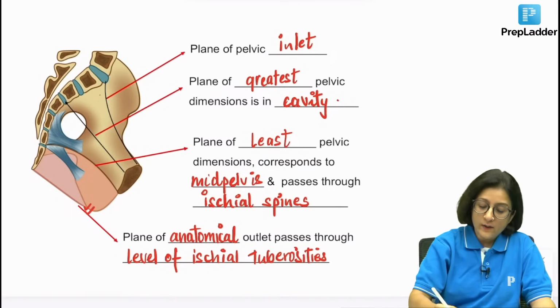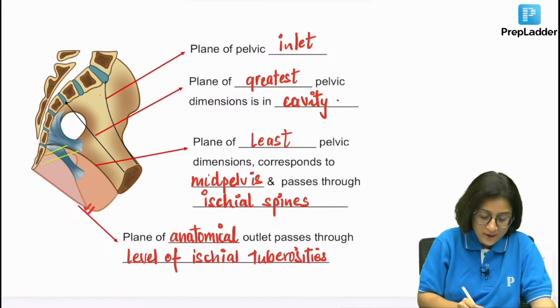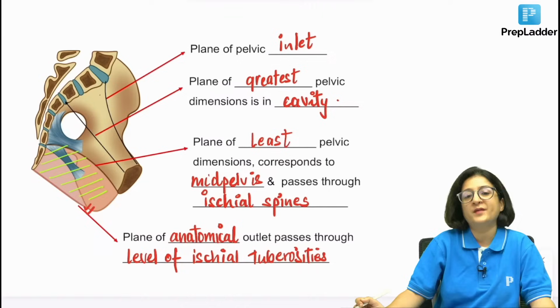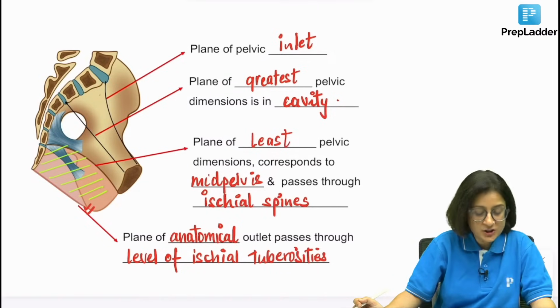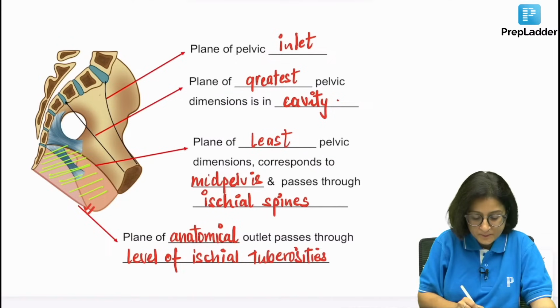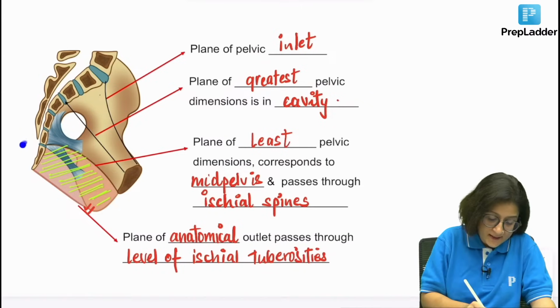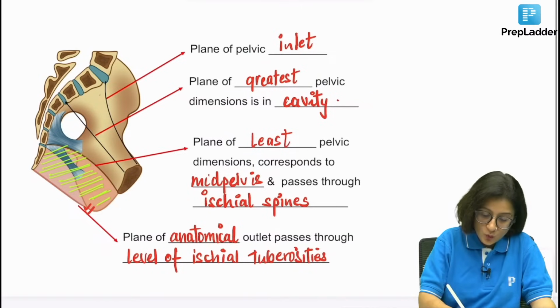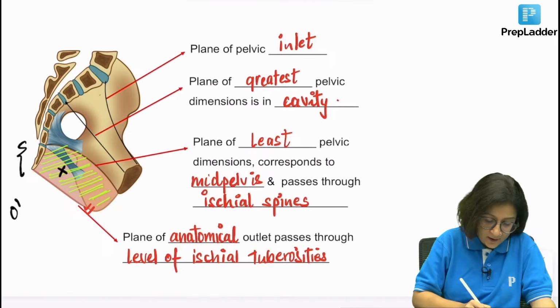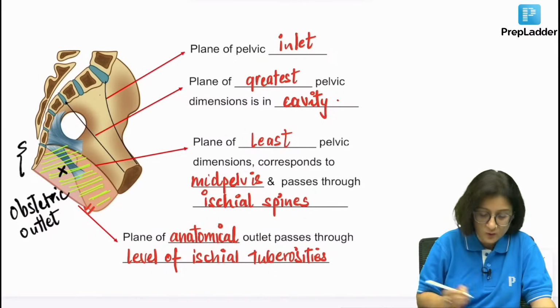All right. Now I also want you to remember that if you look at all of this shaded space, which I just shaded in green, can you see this space now? The floor of this space is made up of the anatomical outlet, and the roof of this space is made by the plane of least pelvic dimensions. This entire space here is what we call the obstetric outlet, okay?